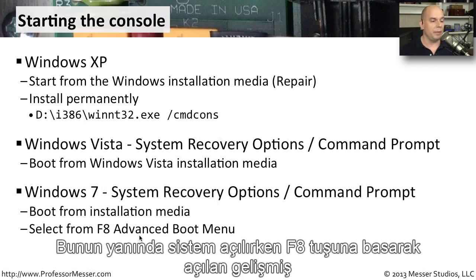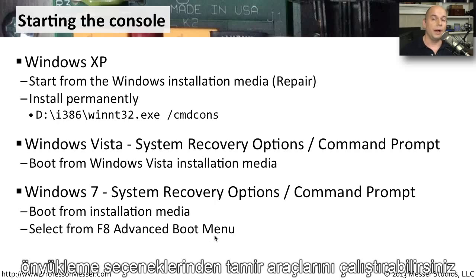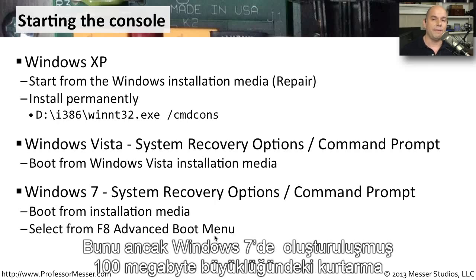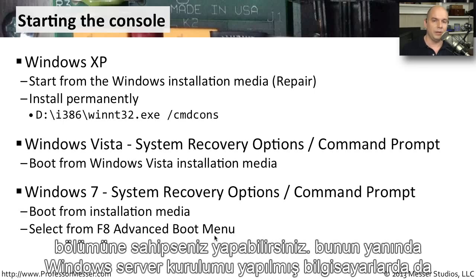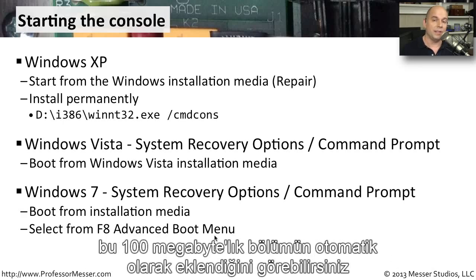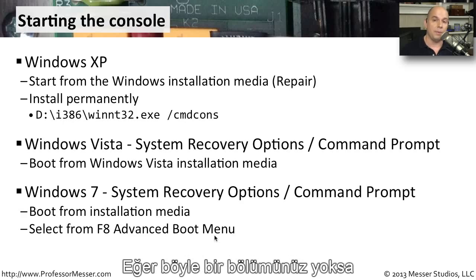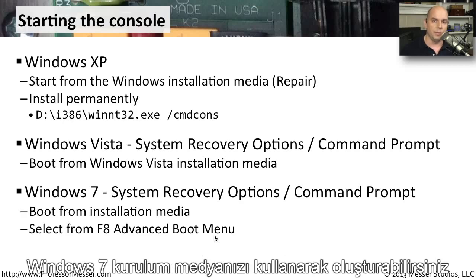You can also choose from the advanced boot menu when you press F8 to start your system to run your repair utilities from there. That will only work if you have that 100 megabyte recovery partition that's built into Windows 7. And if you're installing Windows 7 from scratch, you'll notice it adds that 100 megabyte partition automatically. If you don't have that partition, then you will need to boot from your Windows 7 installation media.